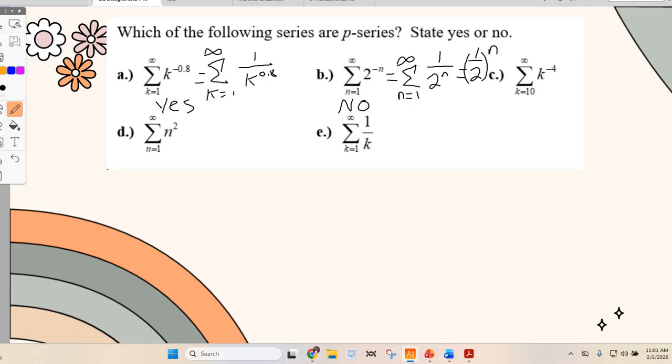What do we think on C? We could rewrite it. So I'm going to have 1 over k to the 4th. Is that going to be a p-series? Yep. Will that one be convergent? Yep. What about our next one? I have a base, right? That's my variable. So that part's okay. But do I have a fraction? Nope. So my answer is no.